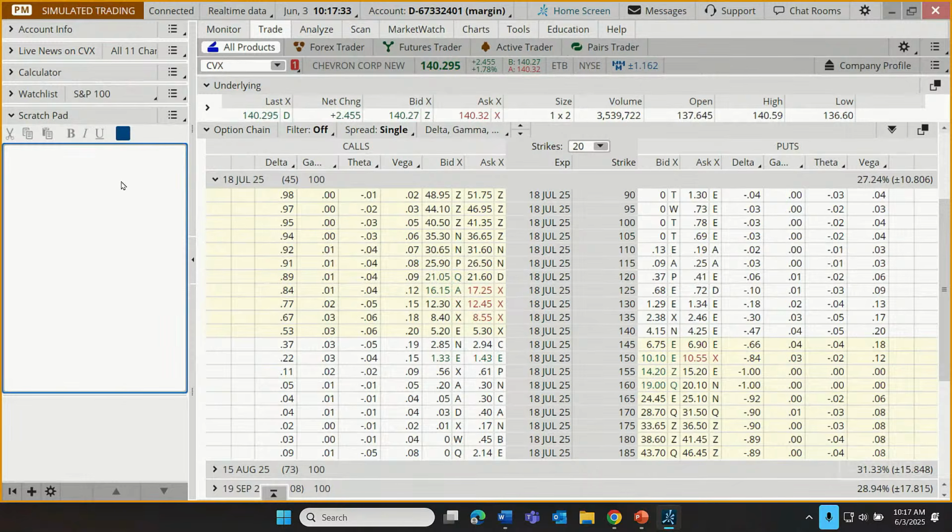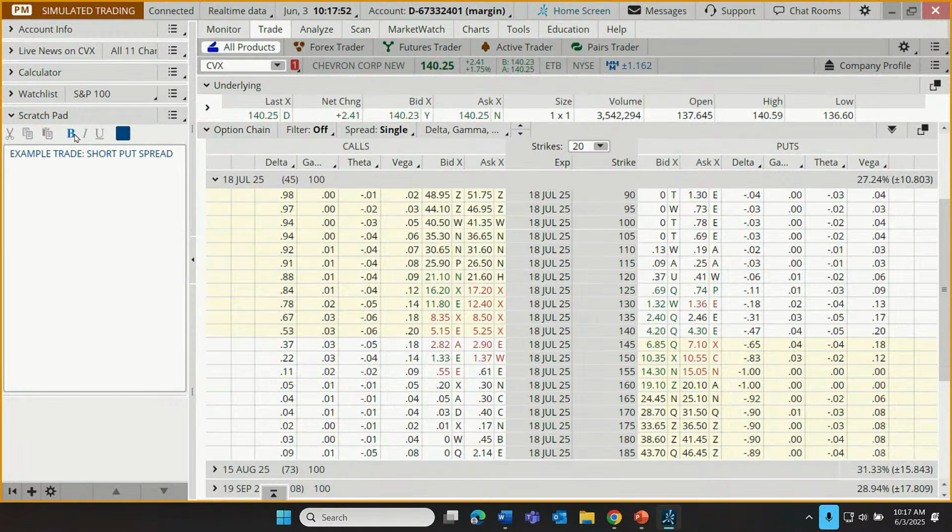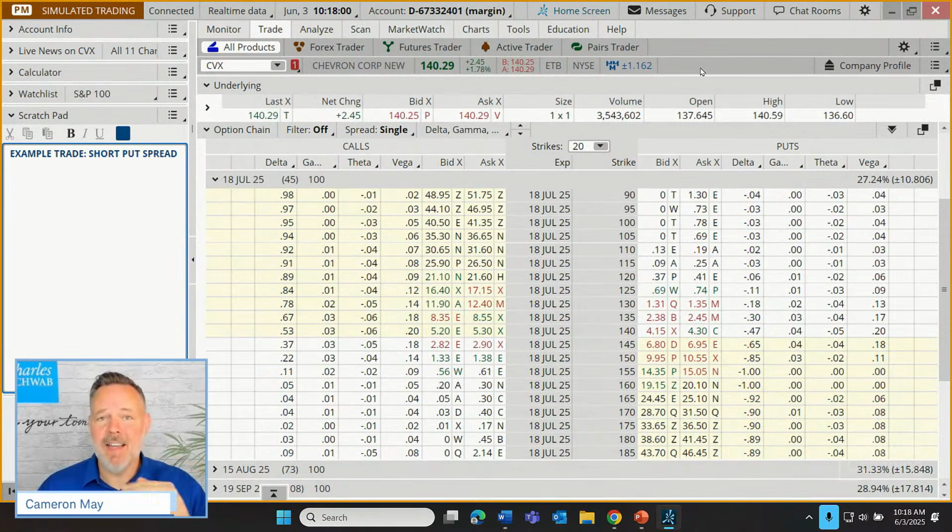But our example trade will be a short put spread, also known as a short put vertical, abbreviated to SPV by CS in their comments. Let's make this bold. And a short put vertical is built generally around the concept of selling a put. Selling a put is a bullish option strategy.